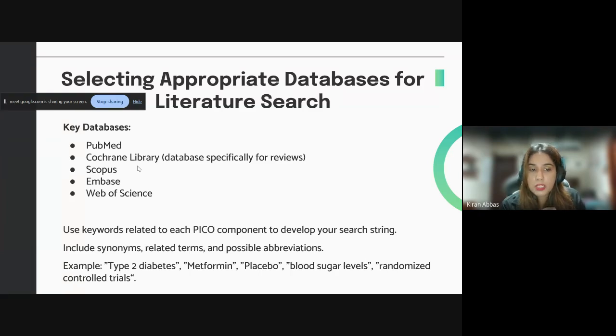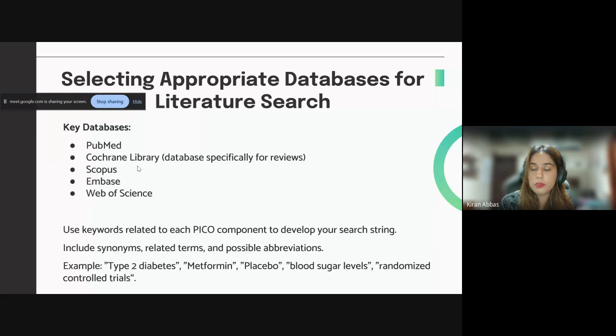The other thing that you can do is, you can use PubMed, Cochrane, Scopus, Embase, Web of Science, then use the keywords related to your topic, and you will develop a table. You will use your PICO framework to make sure that you're including all the relevant words and keywords, and then develop your search string by using Boolean operators.